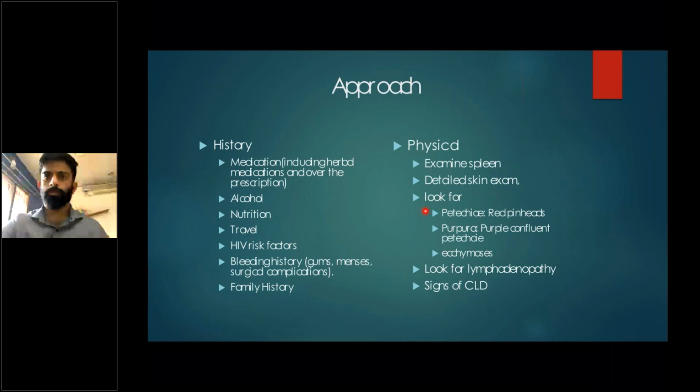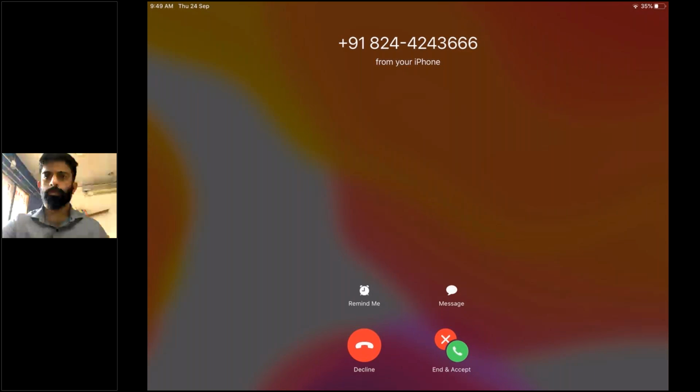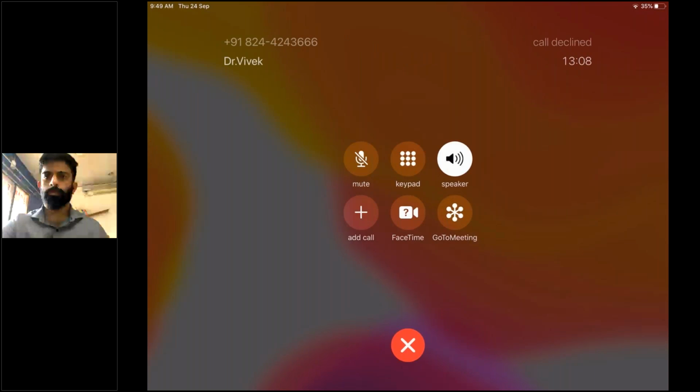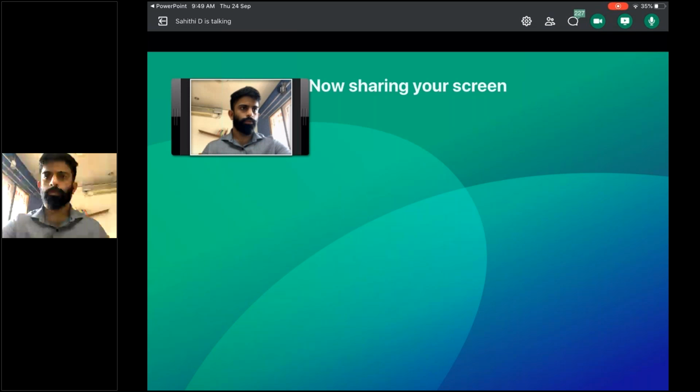Next is physical examination. You have to examine the spleen and do a detailed skin examination. You have to look for petechiae, which are red pinheads. You already know what petechiae are, purpura, which is purple confluent petechiae, and then ecchymosis, large areas of bleeding over the skin that are seen. You have to look for lymphadenopathy to look for leukemia or lymphoma or tuberculosis or whatnot. Then signs of chronic liver disease, which will also show that there is splenomegaly.